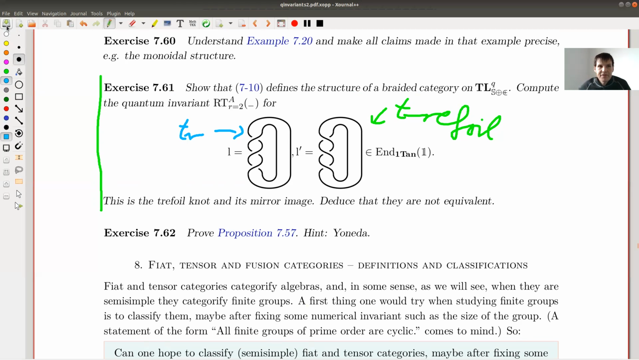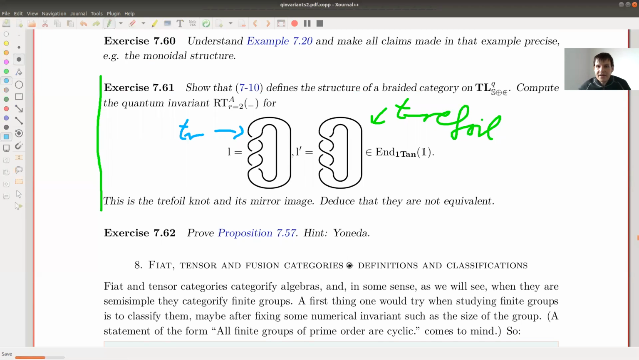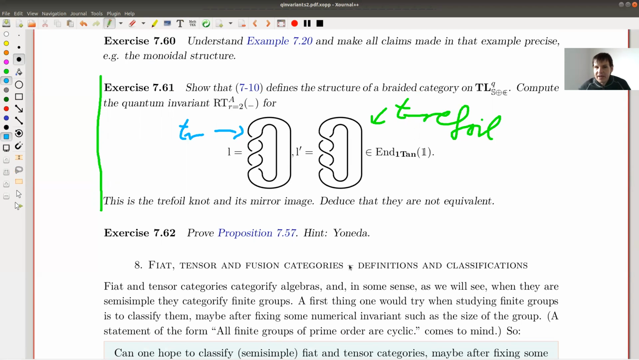Anyway, I think that's all I have to say for today. And next time I will explain a little bit how to find and classify and construct those Fiat and tensor categories, because that's the point that's missing, right? It basically tells you if you have a category of type X, Y, Z, then you get a quantum invariant, but the question is how to find categories of type X, Y, Z.